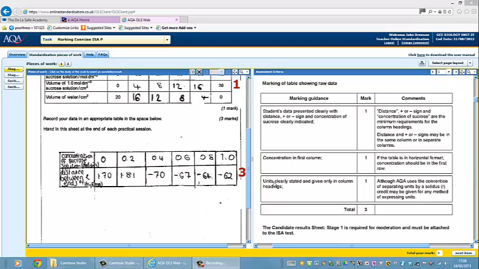For the third mark, units clearly stated and given only in column headings. Well, the units are clearly stated here and they're only in the column headings or on the row endings. If they'd put, for example, centimeters, centimeters, centimeters in these boxes, then they would not have got that point. The convention is that the units are given clearly at the start in the column headings, but not in the individual data entries.